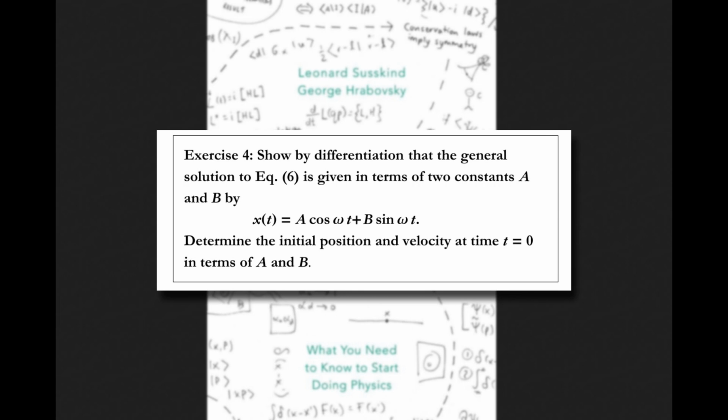Exercise 4. Show by differentiation that the general solution to equation 6 is given in terms of two constants a and b by x(t) equals a cos omega t plus b sin omega t. Determine the initial position and velocity at time t equals 0 in terms of a and b. The harmonic oscillator is an enormously important system that occurs in contexts ranging from the motion of a pendulum to the oscillations of the electric and magnetic fields in a light wave. It is profitable to study it thoroughly.